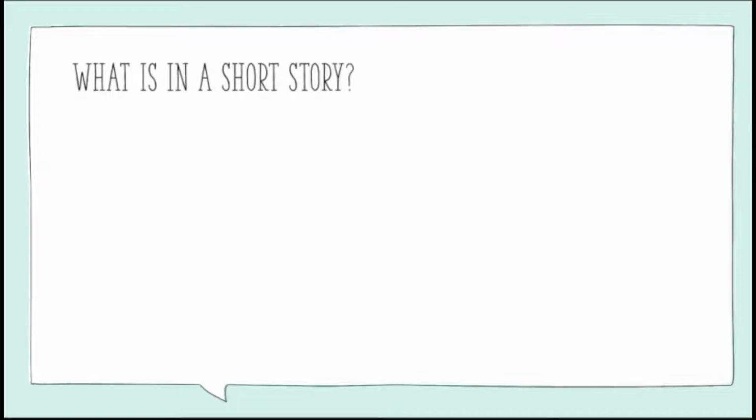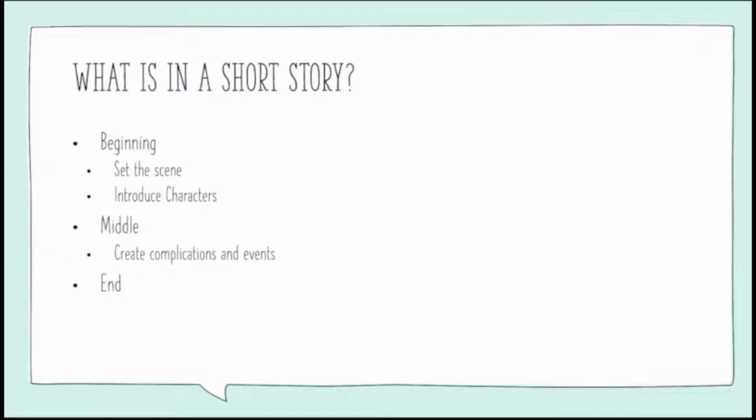So, what goes in a short story? In a short story, there is a beginning, a middle, and an end, like any piece of writing. The beginning must set the scene and introduce characters. The middle introduces complications and events. Finally, the end presents the resolution to the complication, and occasionally what the characters have learned and how they've developed.